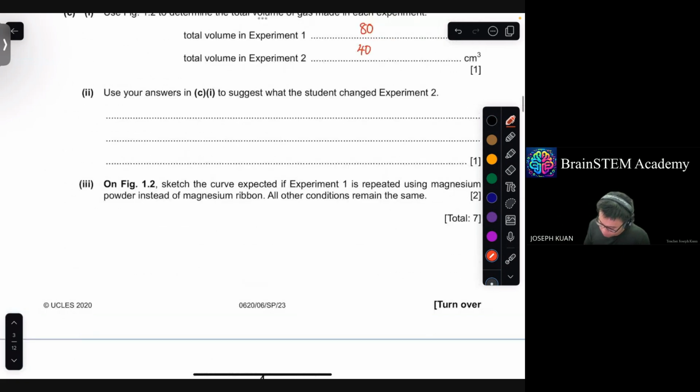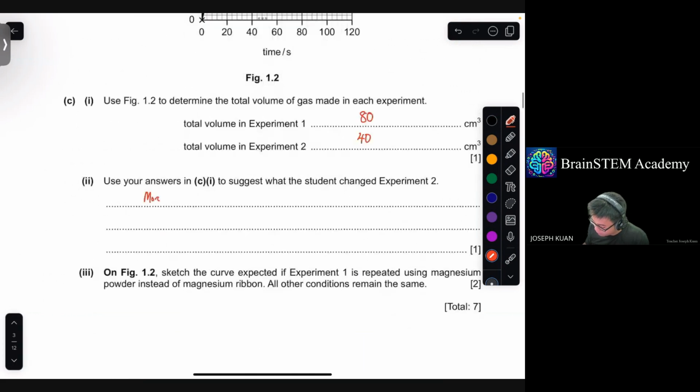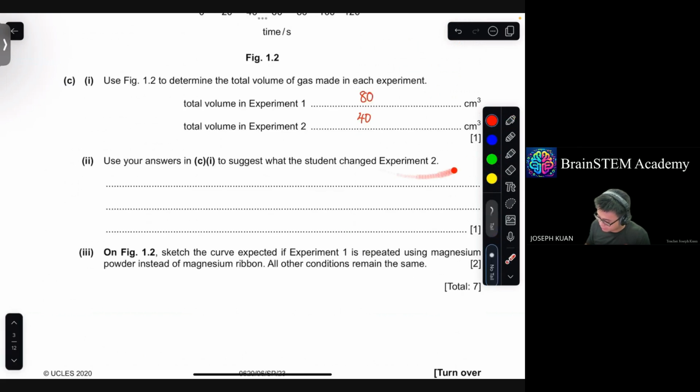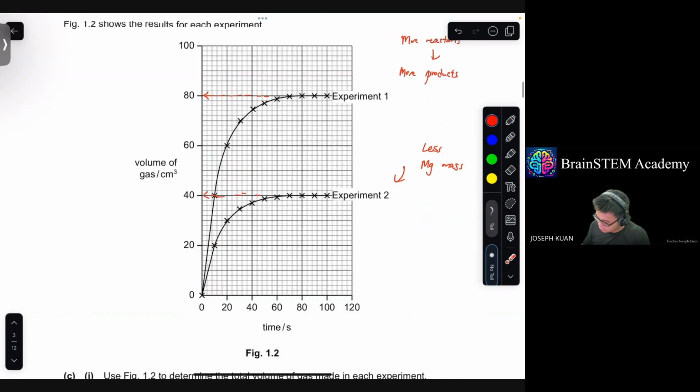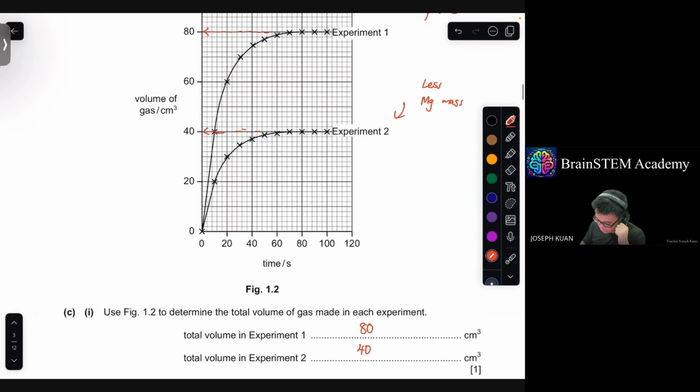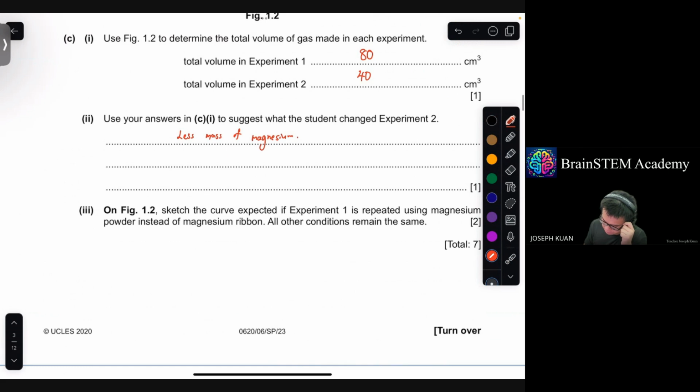So this one is comparing to experiment 2. In terms of experiment 2, it's using less magnesium mass, right? So follow the question. The question is asking for experiment 2. So experiment 2 is due to the student using less mass of magnesium. All right, specifically, if you look at it closely, it is half of the mass.